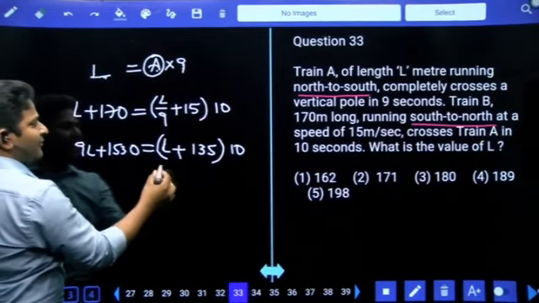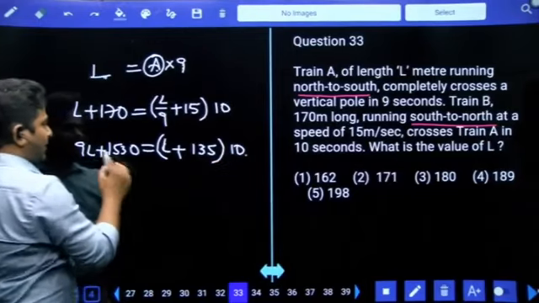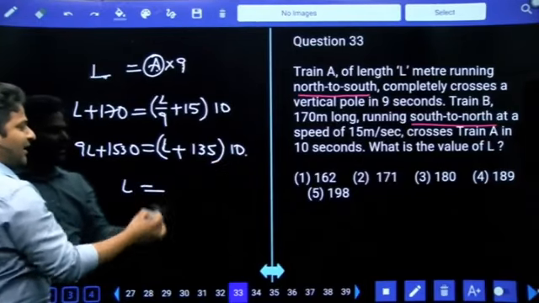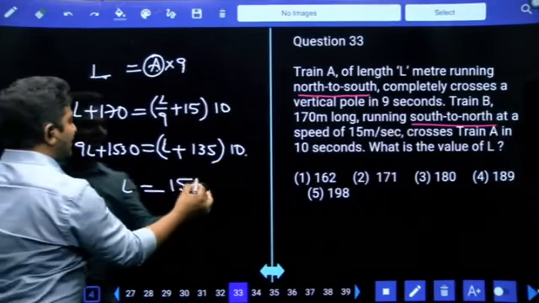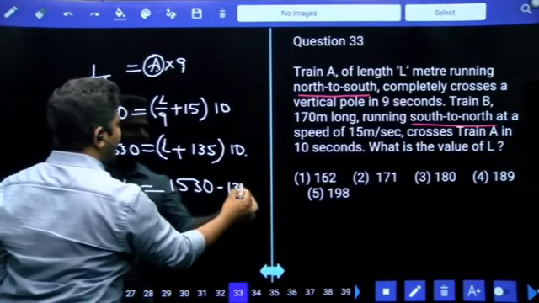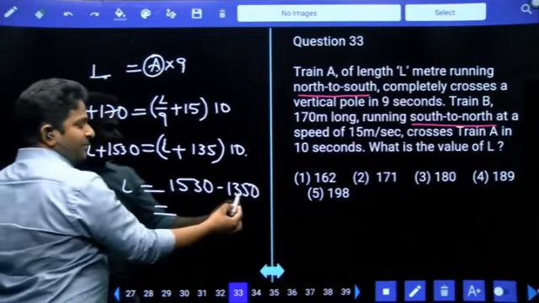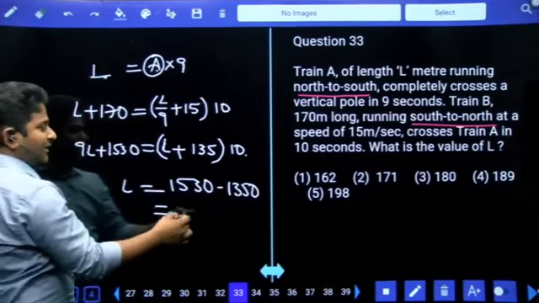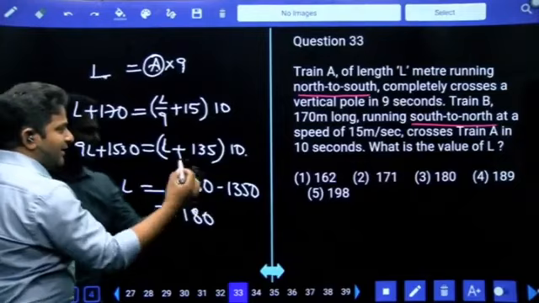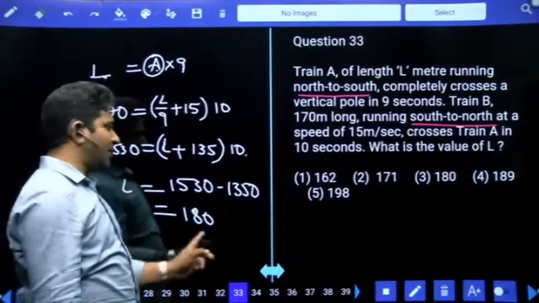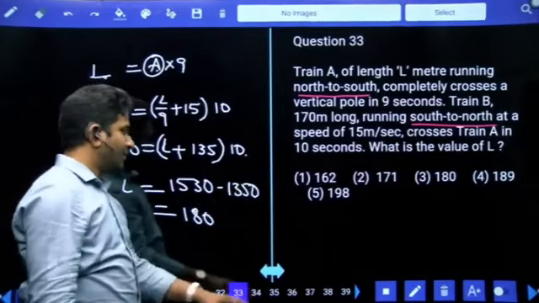On the right hand side you'll have 10L plus 1350. 9L goes to the other side. L is equal to 1530 minus 1350, which is equal to, subtract 1400, add 50 later, that is equal to 180. 180 meters is train A's length. That is the third option. Next.